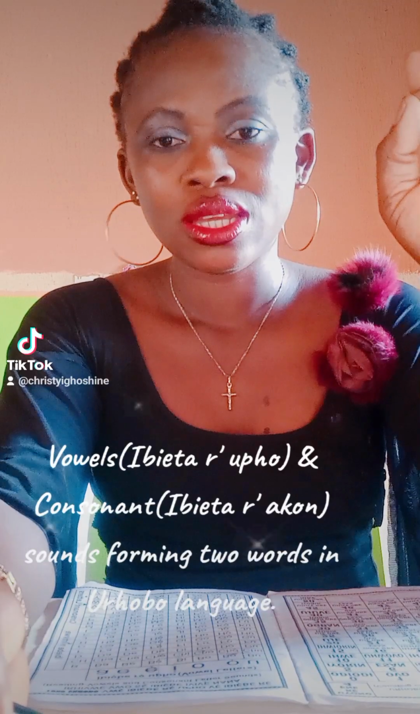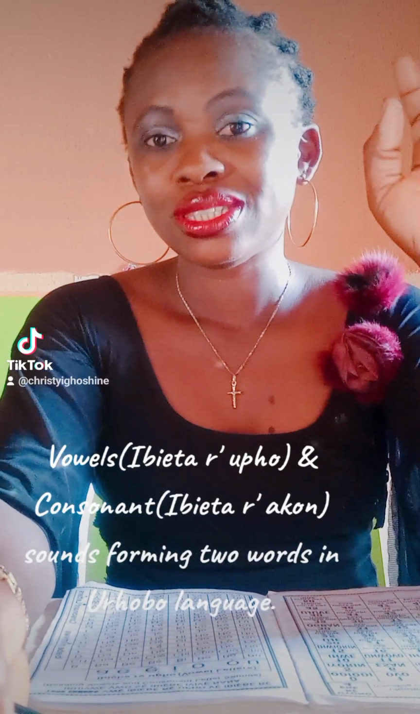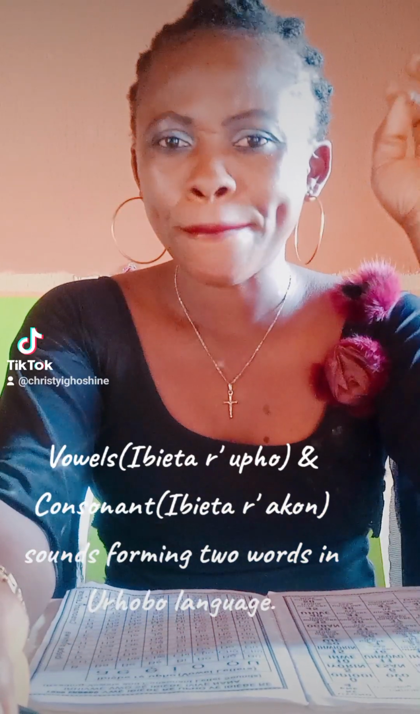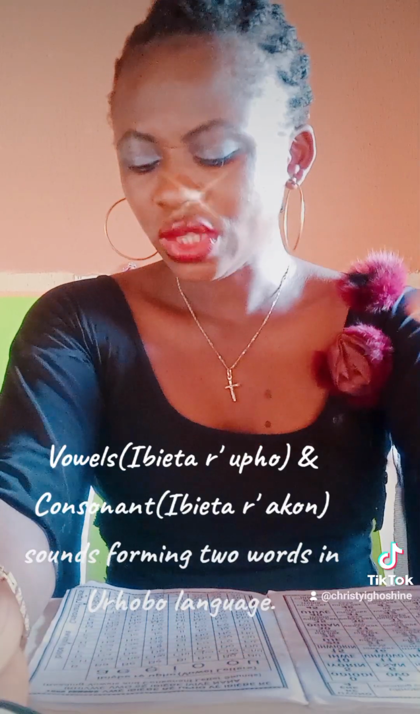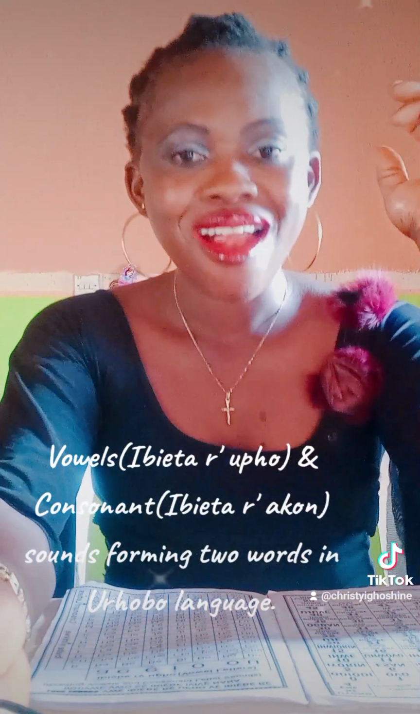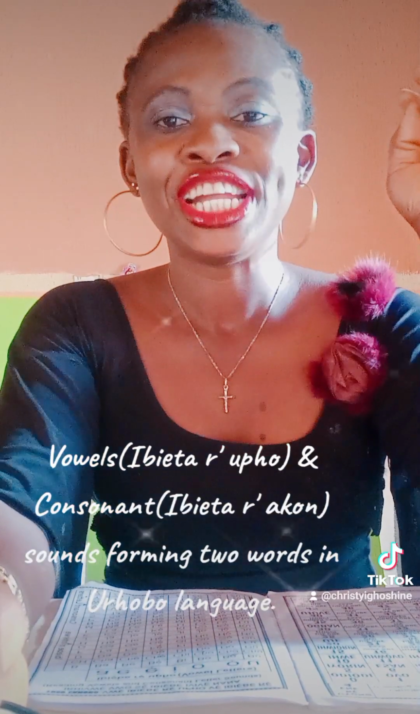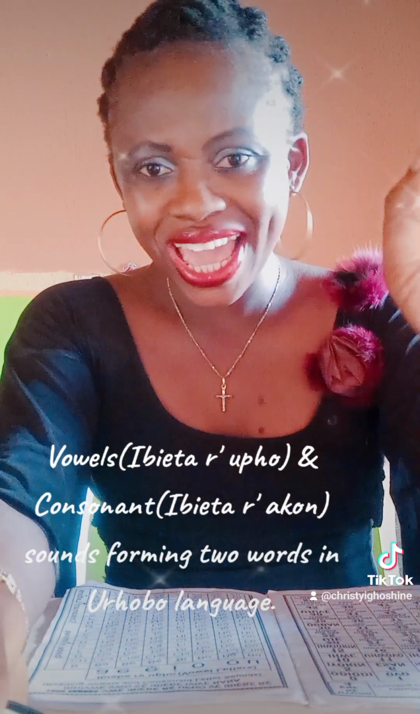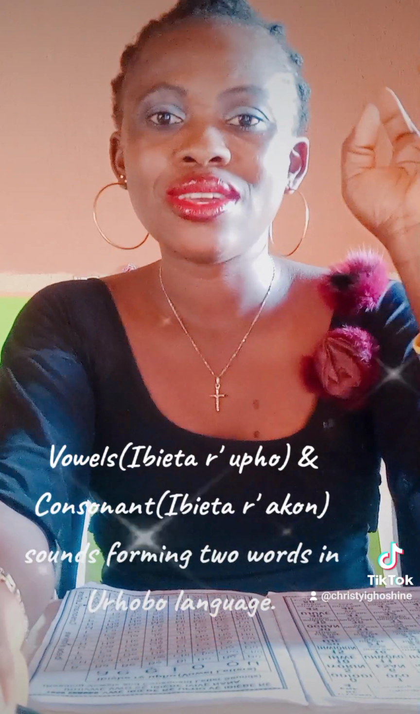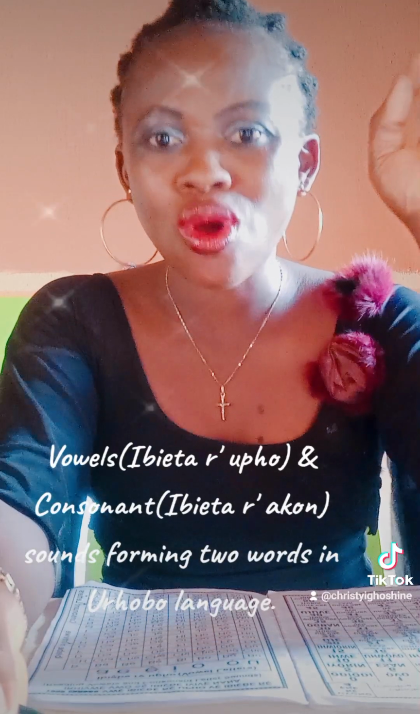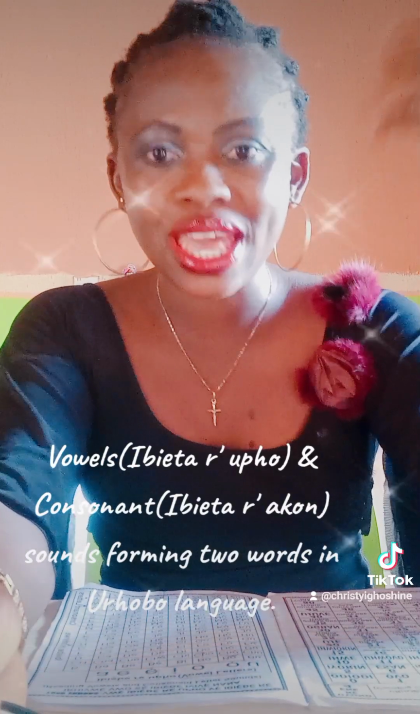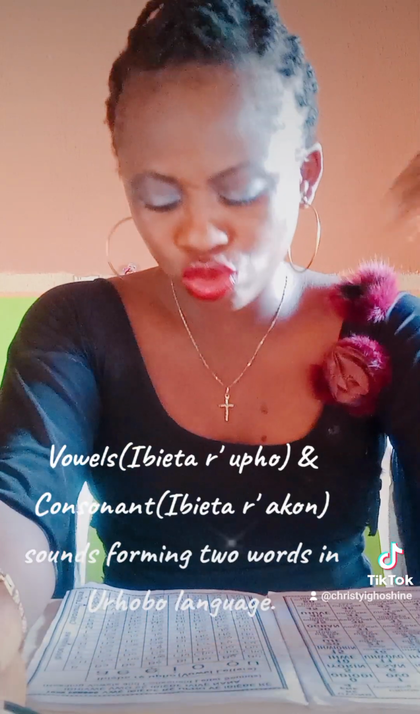Letter P sound as pa, pe, pi, po, pu. Letter R sound as ra, re, ri, ro, ru. Letter S sound as sa, se, si, so, su. Letter T sound as ta, te, ti, to, tu.